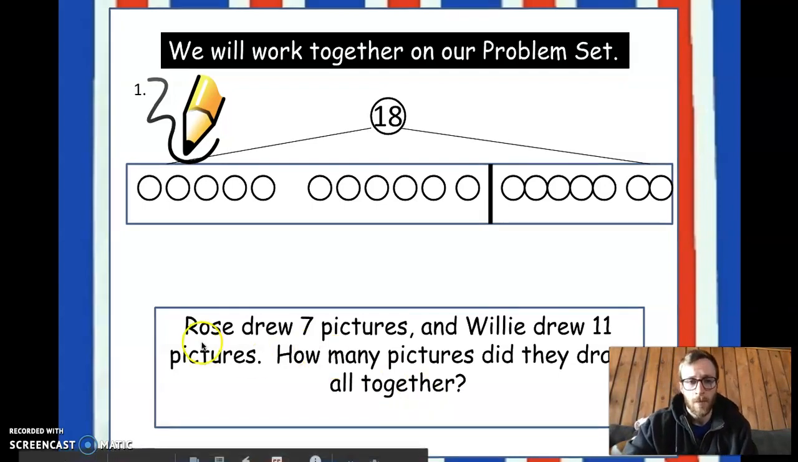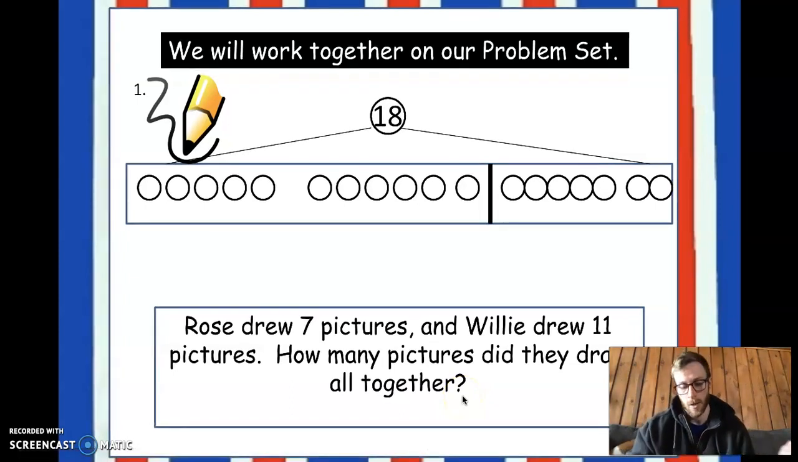So this says, Rose drew 7 pictures, and Willie drew 11 pictures. How many pictures did they draw all together? So this statement right here, all together, they want to know how many they have all together. That tells me we are adding the numbers. So give me a second. Let me draw my tape diagram really quickly. I'm getting good at it.